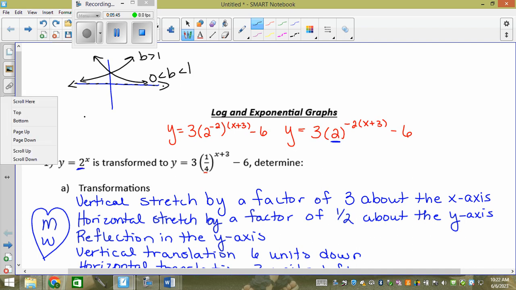All right, so this is normally what my exponential graph looks like. That's what it normally looks like, correct? So what is my domain always? Well, that's a word problem, technically.